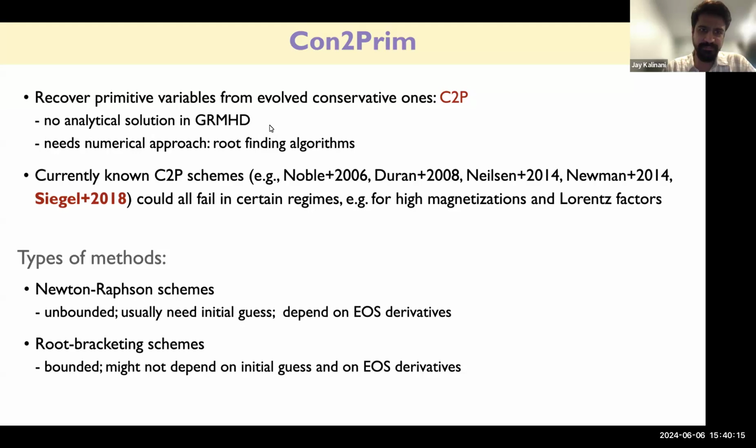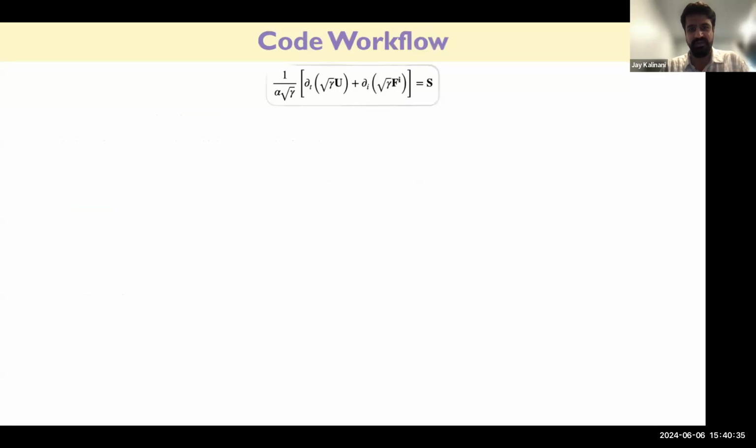There are many different kinds of these con to prim schemes that exist in the literature. Typically, some of them are based on Newton-Raphson schemes, and others might employ root-bracketing schemes. So these are some of the elements that a GRMHD code might entail. Just to give you a quick recap of how things are all put together, a reminder that we are trying to solve this kind of equation in the flux conservative form.